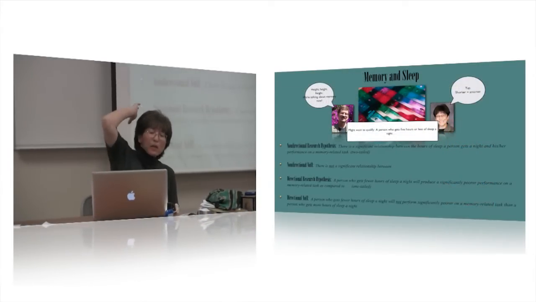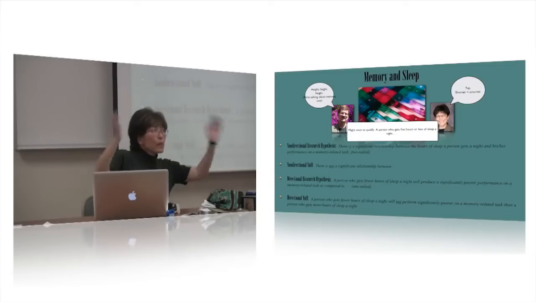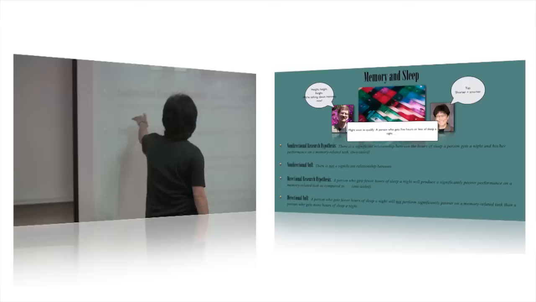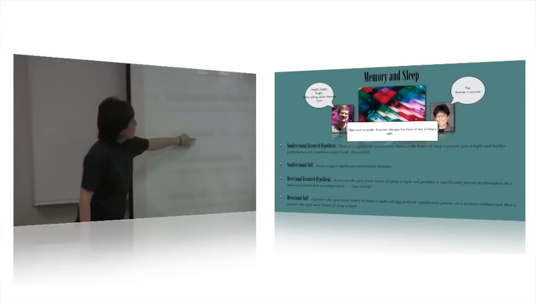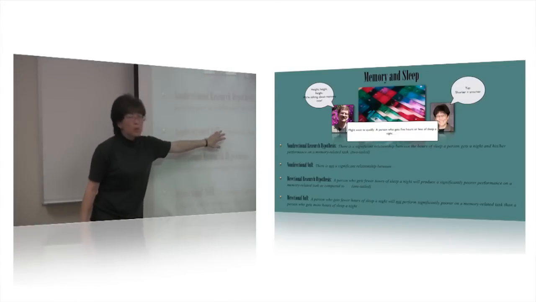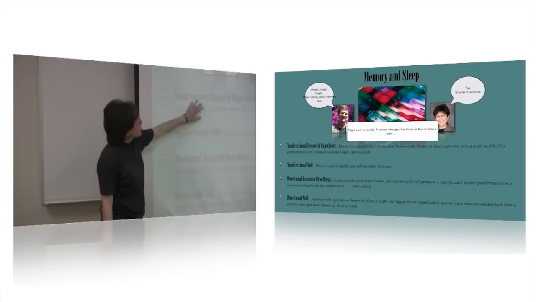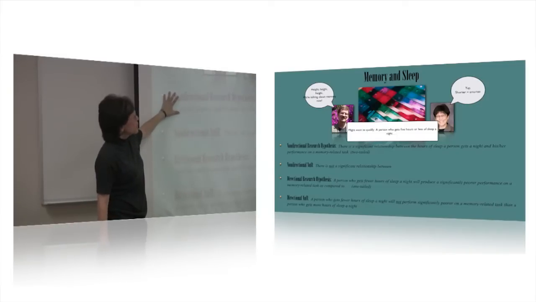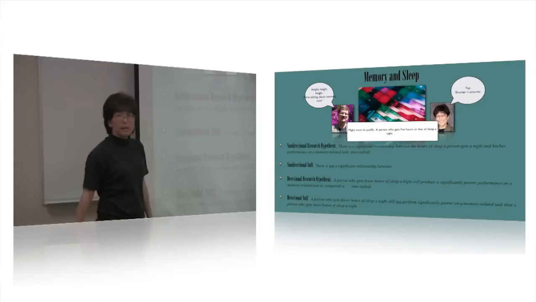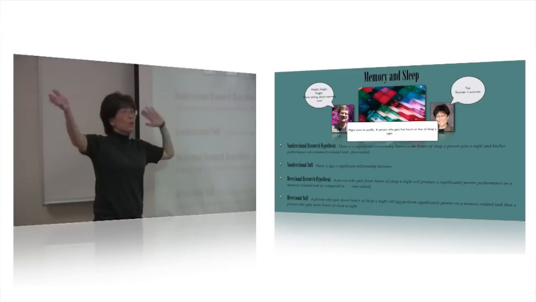So here's how it would look if it was non-directional. Basically, you're just saying there's a relationship, or not a relationship, with the null. There's not a significant relationship between memory and sleep. If you're just doing a research hypothesis, the experimental, and it's non-directional, you say there is a significant relationship between hours of sleep and memory. Okay? That's a two-tailed test. I don't know which way it's going to go.